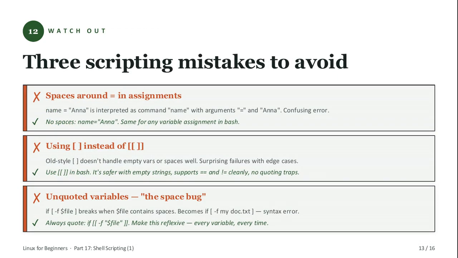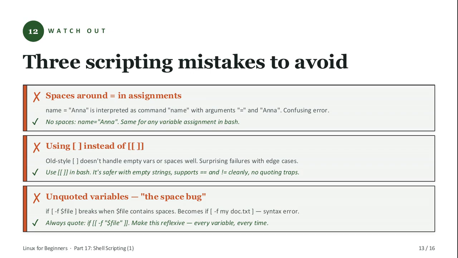Before we wrap up the scripting side of Part 17, let's flag 3 traps that bite almost everyone. First, never put spaces around the equal sign in an assignment. Bash will read it as a command, not a variable. Second, prefer double brackets over single ones. They handle empty values and comparisons far more gracefully. And third, the classic space bug. Always quote your variables, so a file name with a space doesn't blow up your conditional. Make that last one a reflex.